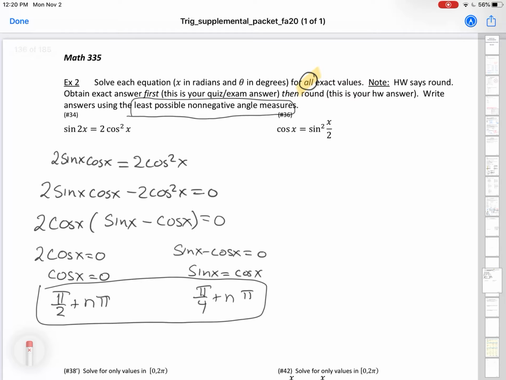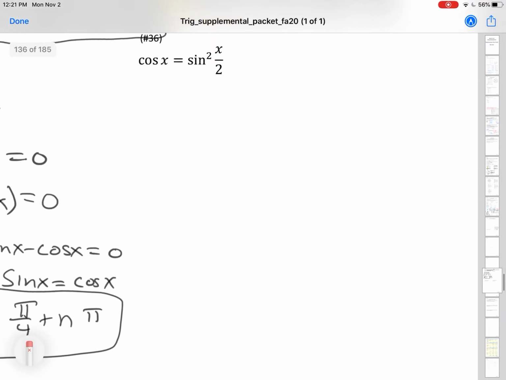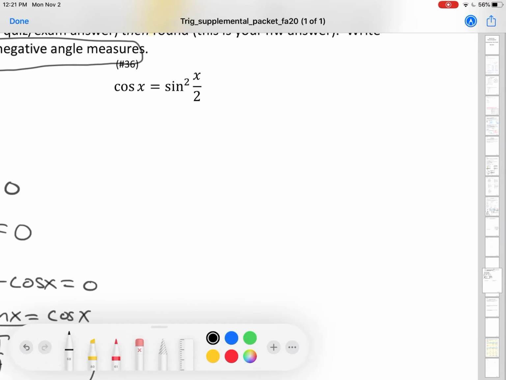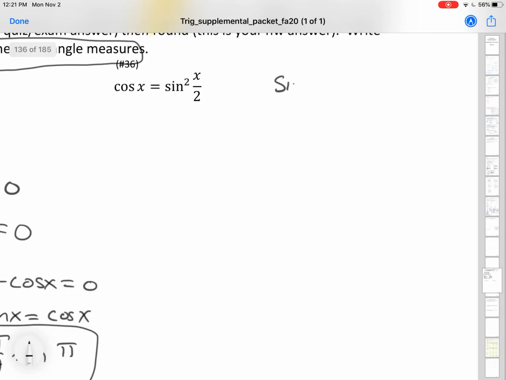Okay. Let's go look at this other one over here. Cosine x is equal to sine squared of x over 2. Need to be a little bit creative here. So what about sine squared of x over 2? Well, remember your half angle formulas, right? Let's remind yourself of it. What's the sine in particular? Do you remember what the sine of x over 2 is?